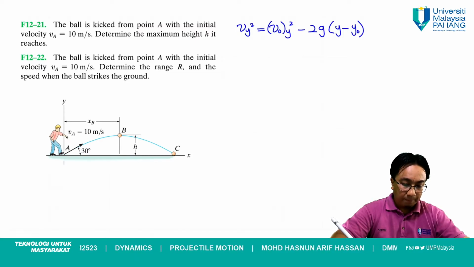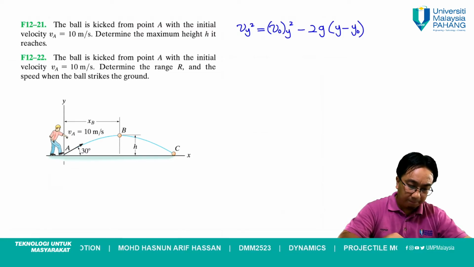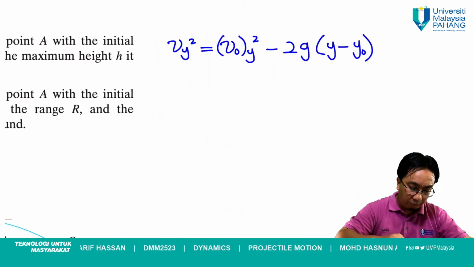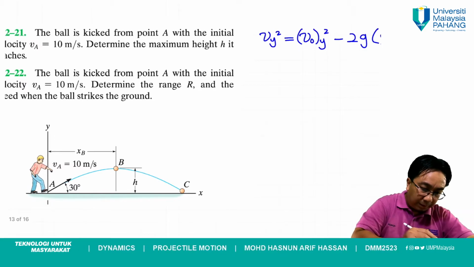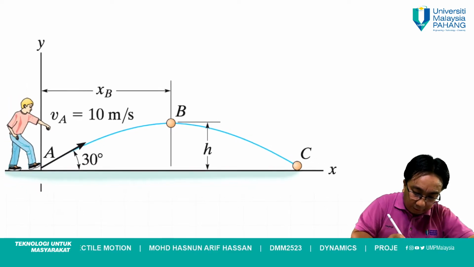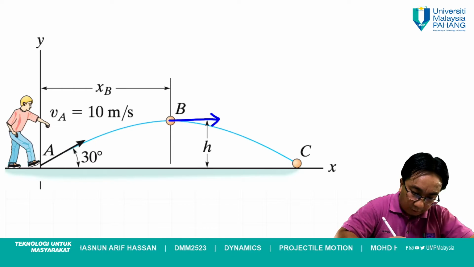Okay, so ini kita punya equation. Vy. Okay, basically Vy di sini ialah, saya zoom in, Vy di sini ialah V yang mana? Vy ni V yang mana yang kita nak tahu? It is basically V pada B. Okay, saya lukis sikit di sini. Ini ialah VB.